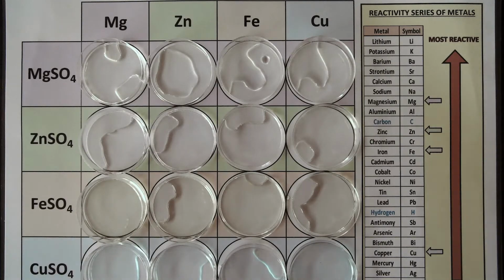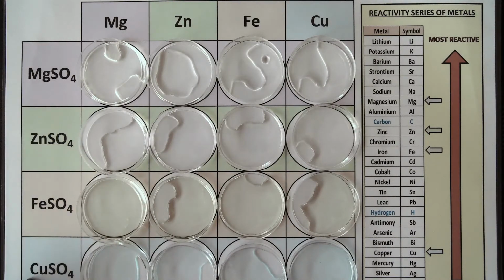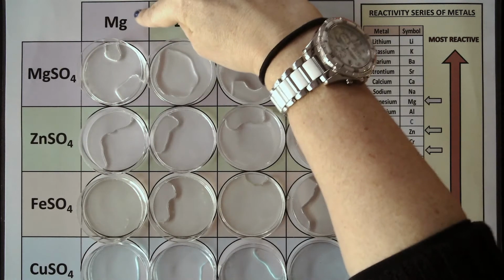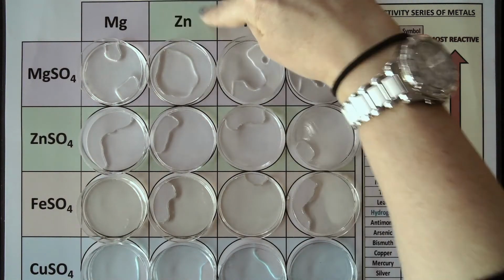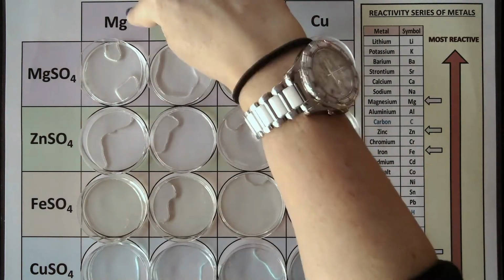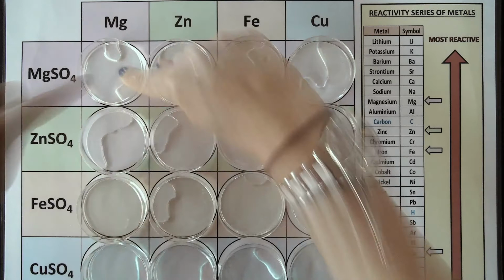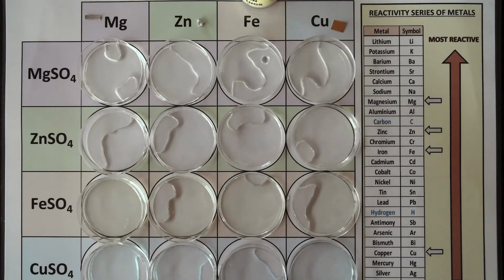Now I'm going to show you a demonstration of displacement reactions. So I have got magnesium sulfate, zinc sulfate, iron sulfate and copper sulfate, and I have already added that into the Petri dishes in the right place. And then one by one I am going to add magnesium, zinc, iron and copper. And the way it works is you look at the top and you look at the side and it tells you what is in that dish. So what we're going to be looking for is evidence as to whether displacement has occurred.